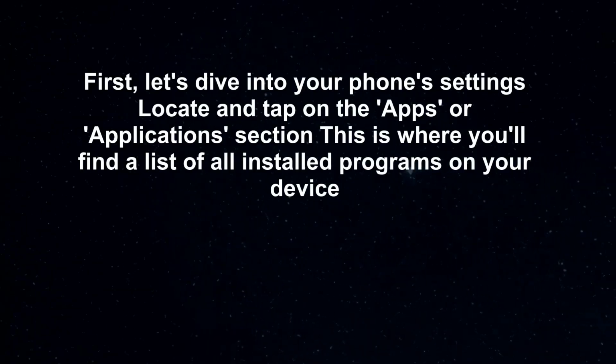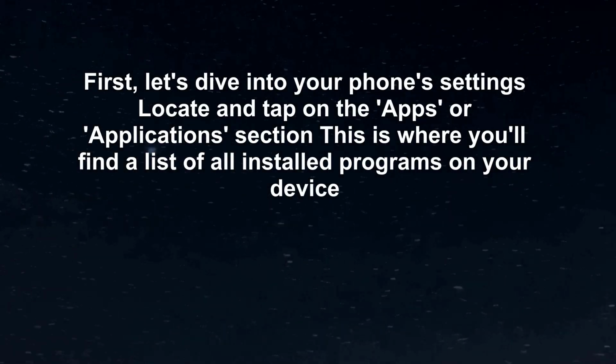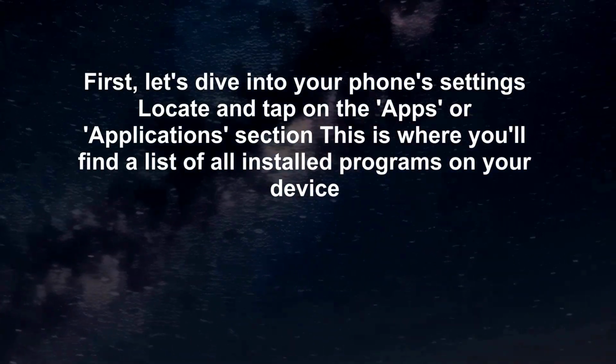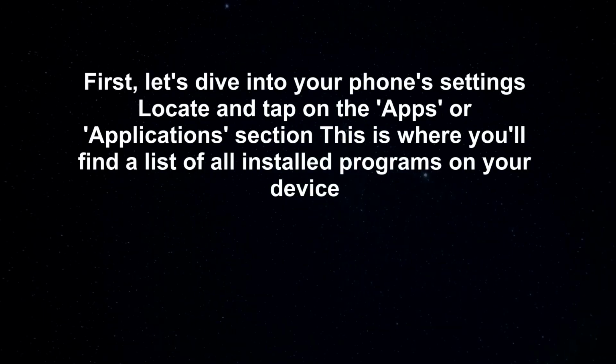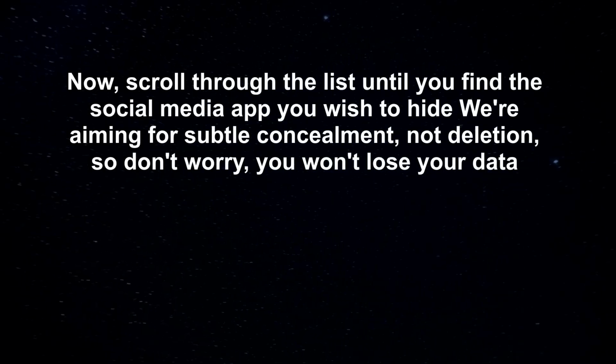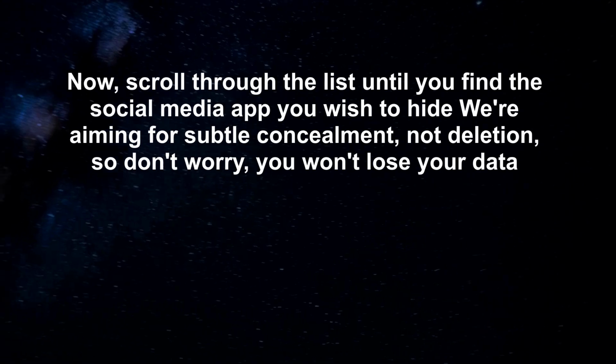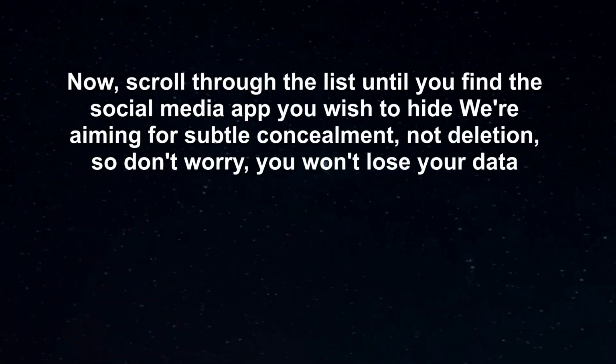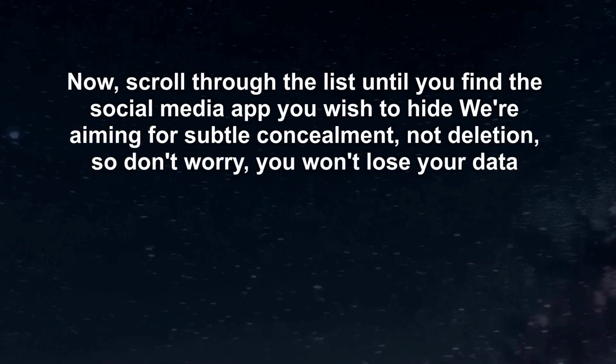First, let's dive into your phone settings. Locate and tap on the Apps or Applications section. This is where you'll find a list of all installed programs on your device. Now scroll through the list until you find the social media app you wish to hide. We're aiming for subtle concealment, not deletion, so don't worry, you won't lose your data.